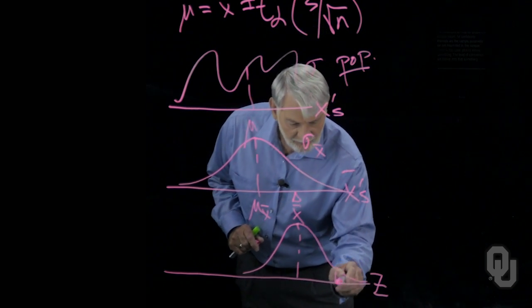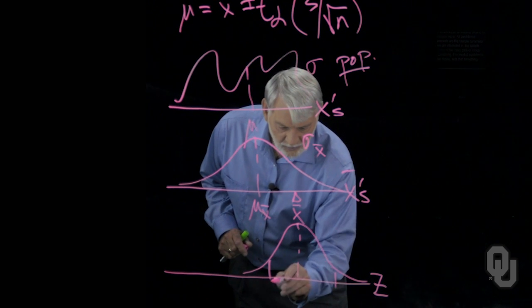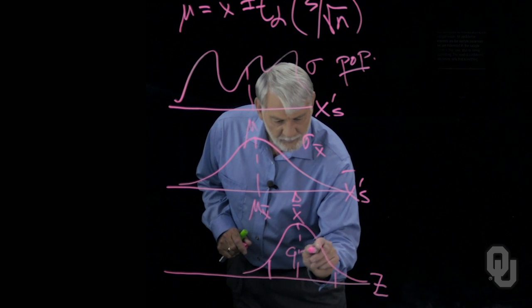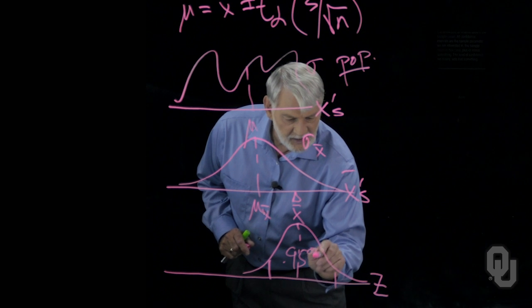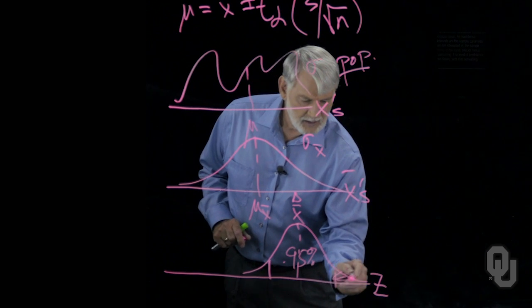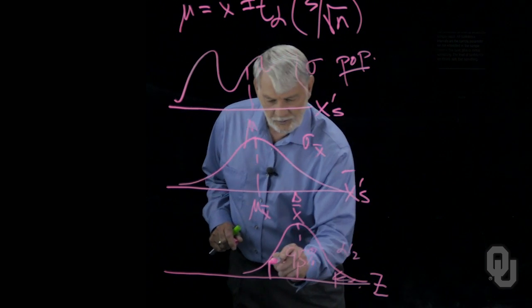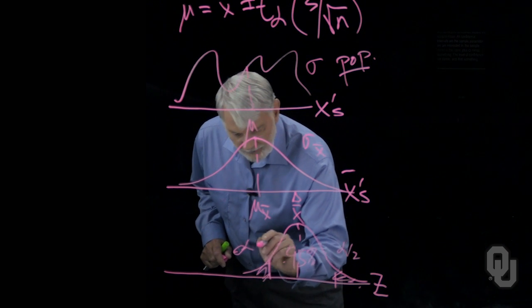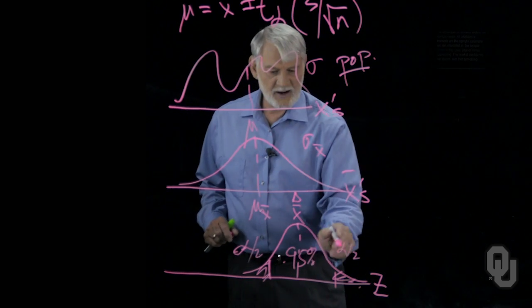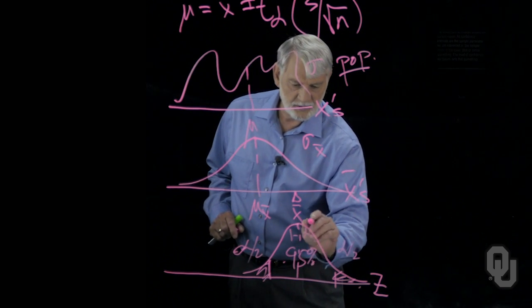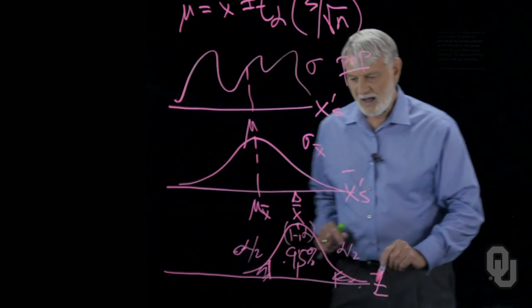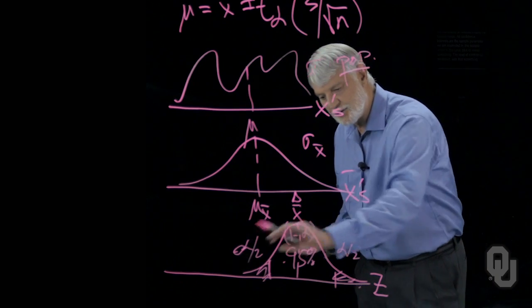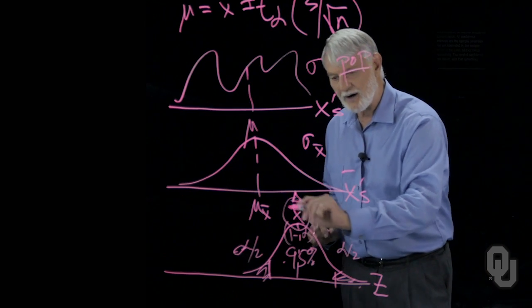And that's what we have here. This is now our confidence interval at 0.95, let's say, confidence level. Out here, we've got alpha over 2. Over here, we've got alpha over 2. And there is 1 minus alpha in here as our confidence level. And so what we've done is we've put a distribution on top of the x bar.